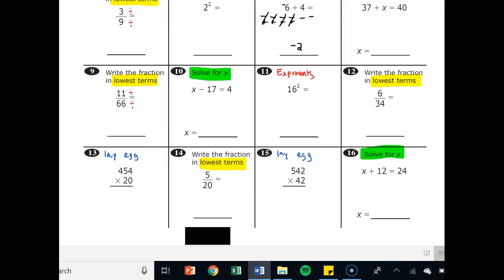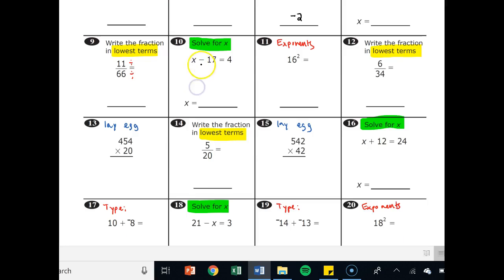Let's skip down to problem number 10. So x minus 17 is equal to 4. So some number, subtract 17 from it, will give you 4. So again, whatever you see, do the opposite. So I see a subtracting sign, so let me add 17 to both sides. And when I do that, that cancels out, so I'm left with x is equal to 4 plus 17, 21. Again, if you take your answer, plug it in for x, your sentence should make sense. So 21 minus 17 does equal 4.